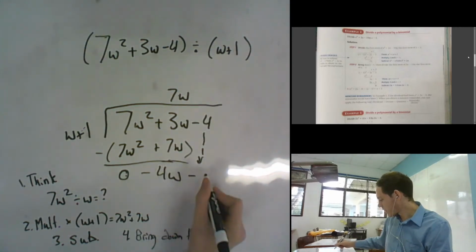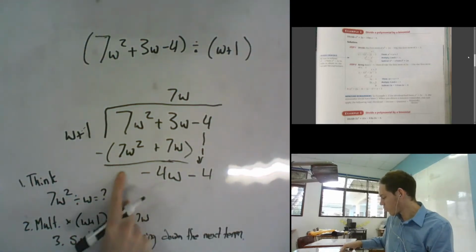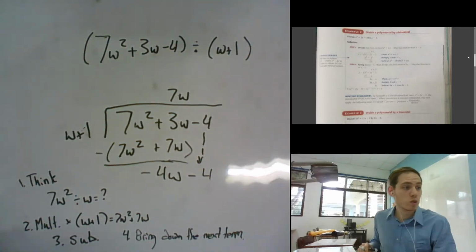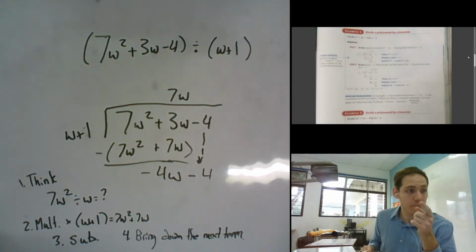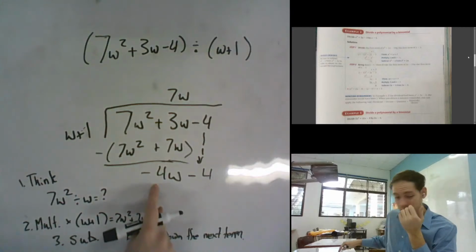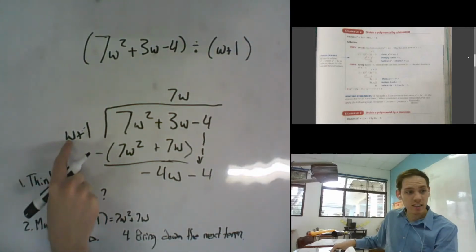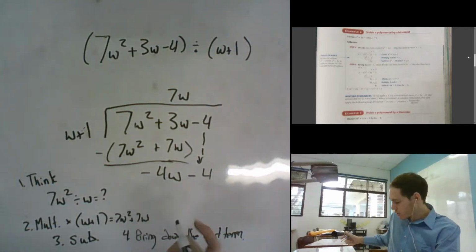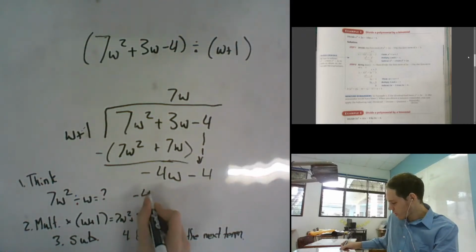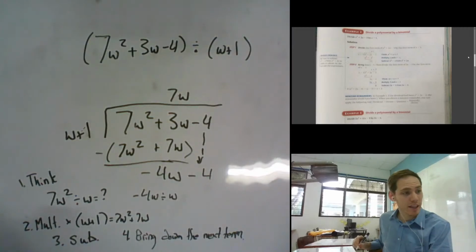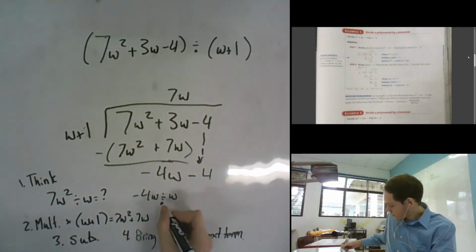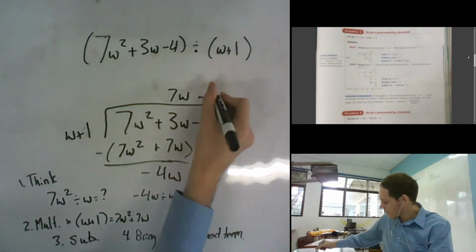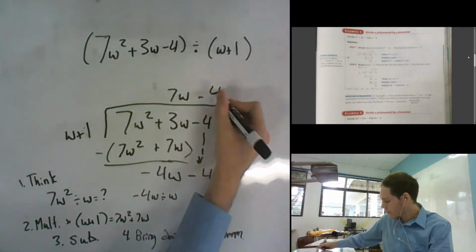Okay, so we're bringing down the negative 4. Now again, we restart with this first step. So step 1, we think negative 4w divided by w. What's that become? Well, that is negative 4. Okay, so we write that number at the top.